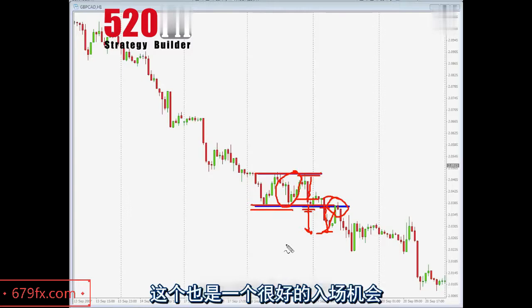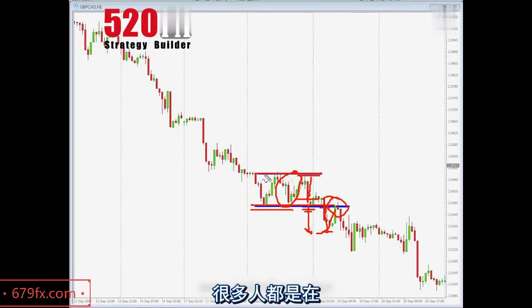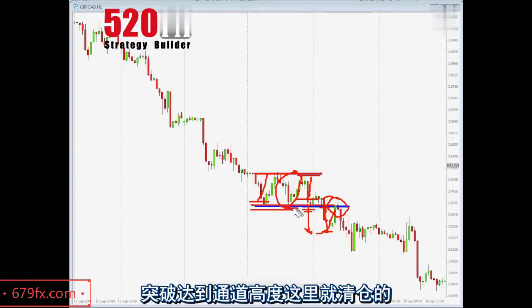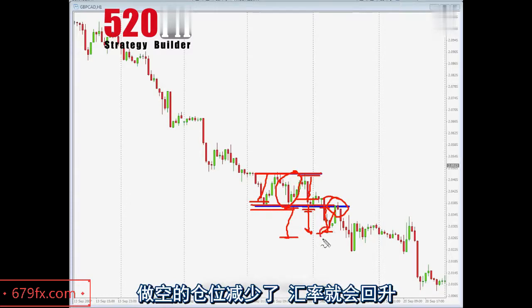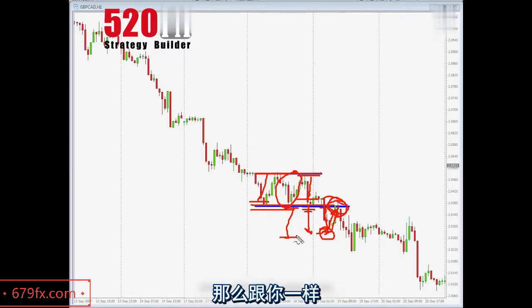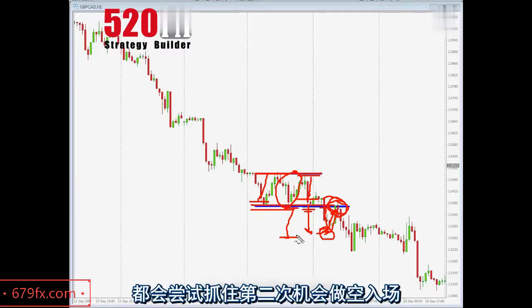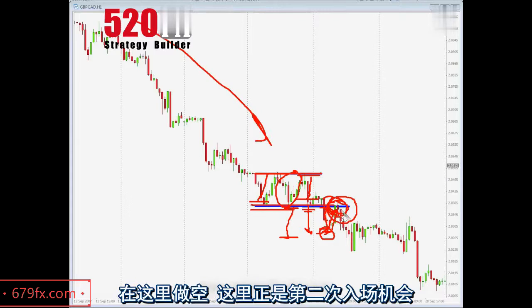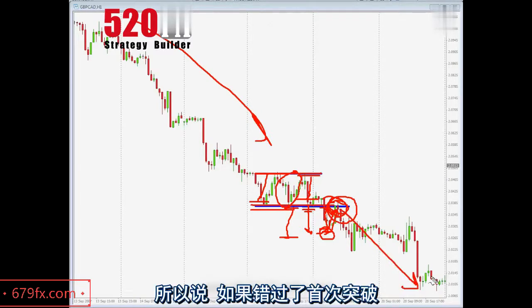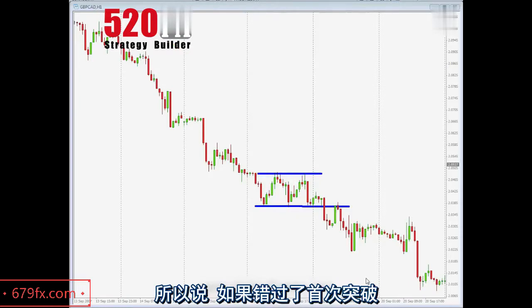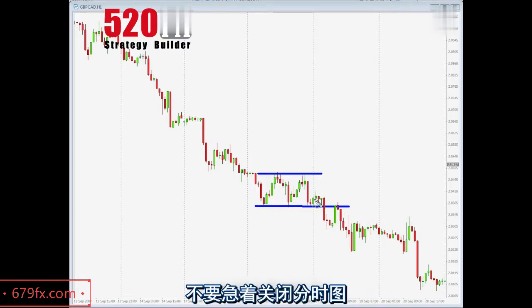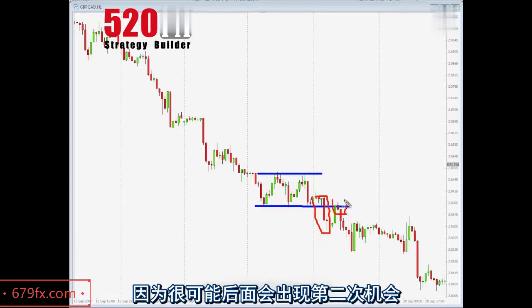Sometimes it does. Many people close out their positions once the total width of the range has run. Positions are being closed, so price retraces back to breakout levels. Many traders, just like yourself, who missed out on the first move, see a second chance to rejoin short in this downtrend, and they enter short there. So please don't just close a chart if you miss the initial breakout, because you may indeed have a second chance upon the pullback.